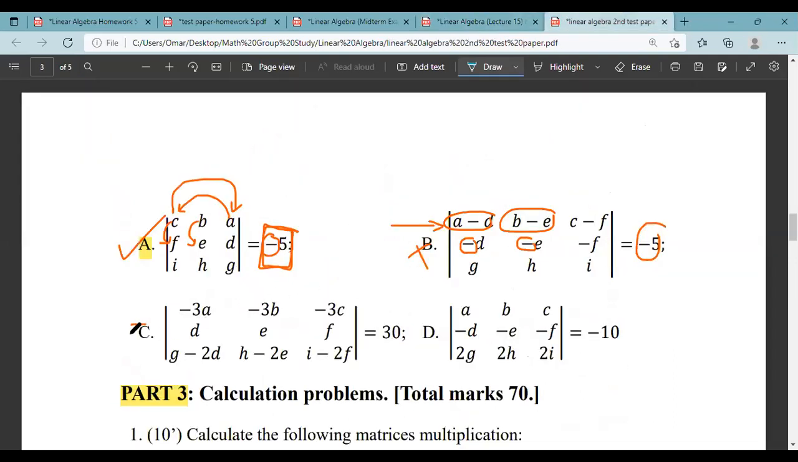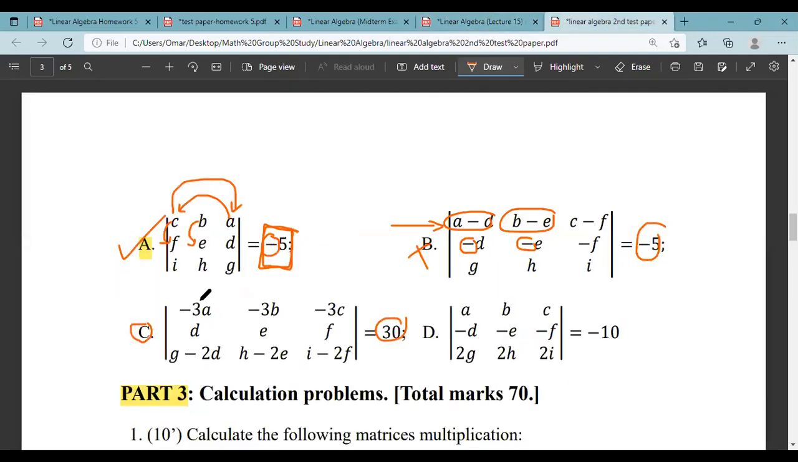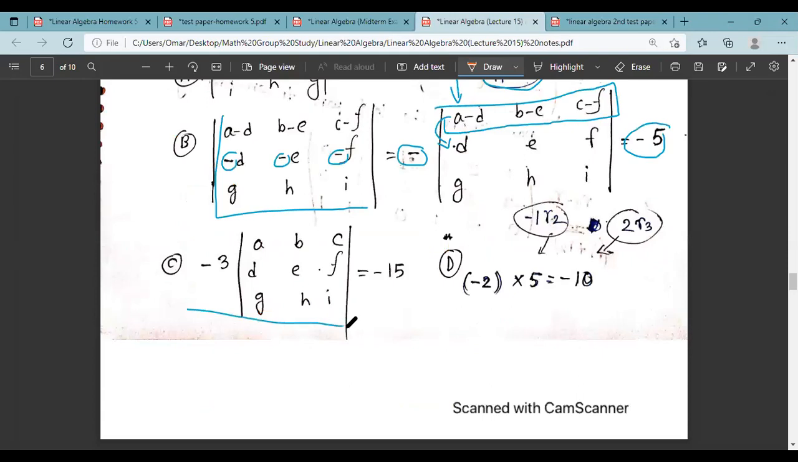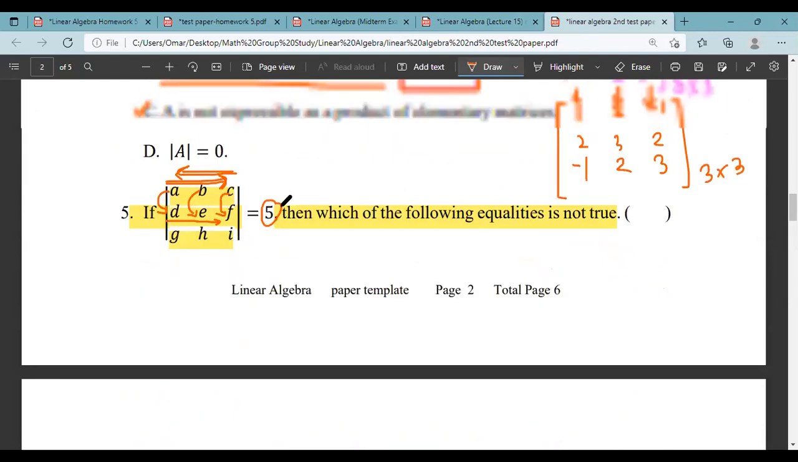So for row c, we have minus 3a, minus 3b, minus 3c, then d, e, f, and g minus 2d, h minus 3, i minus 2f equal 30. If I take just minus 3 out from the first row, then I will get this one. And we already know that this part is equal to 5, right? This part is equal to 5. If you look here, this part is equal to 5, right?